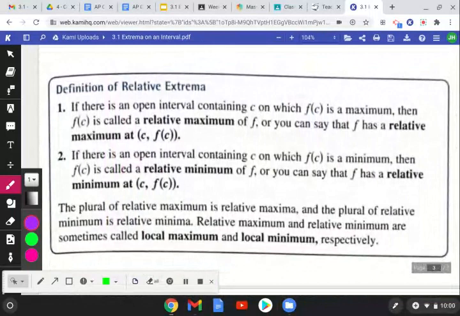So absolute or global means it is the absolute biggest one or the absolute smallest one, but any sort of dip, any low point where it's going from high to low back to high, is going to be some sort of minimum. Just like if I have it going from up to down, then you're going to have a maximum there.